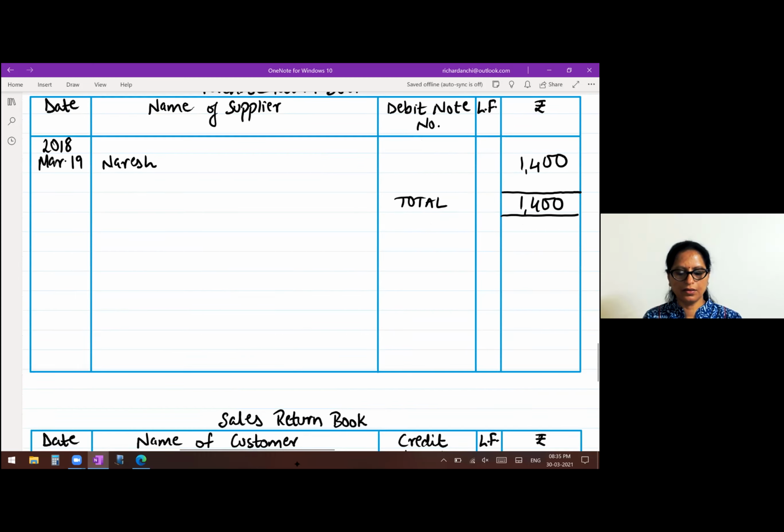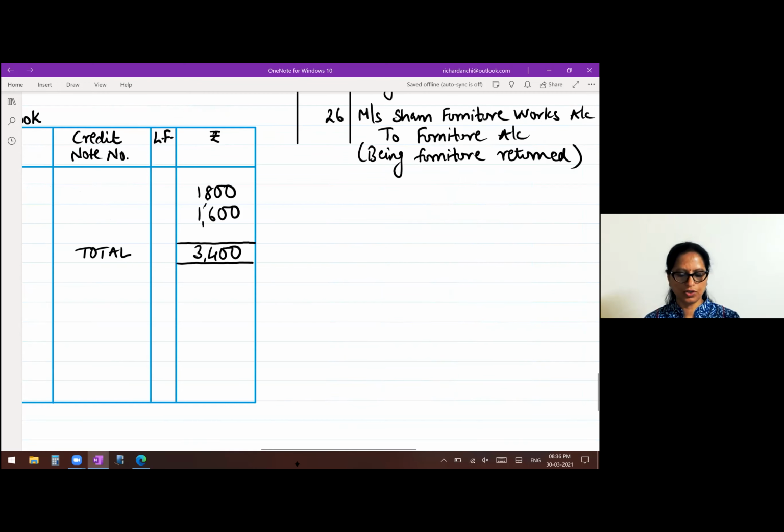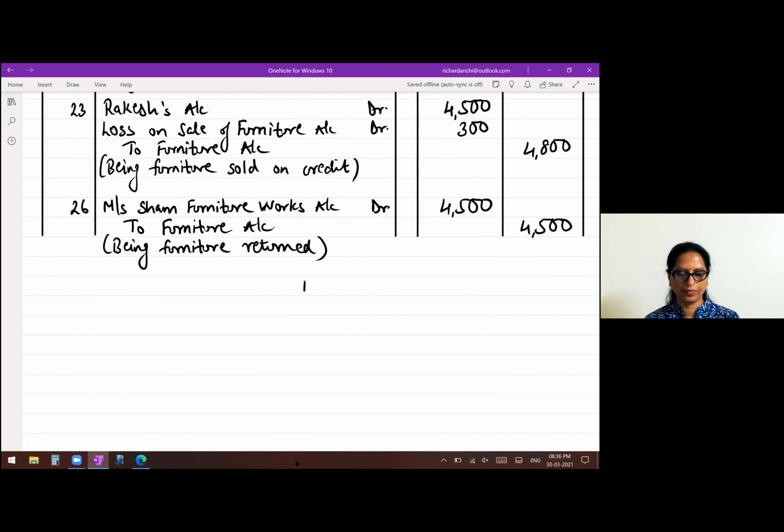Then take sales return book. 2 figures there. Total will be 3,400. And the last is journal proper. So total of the journal proper, the debit and the credit columns. So the debit and credit 48,300.